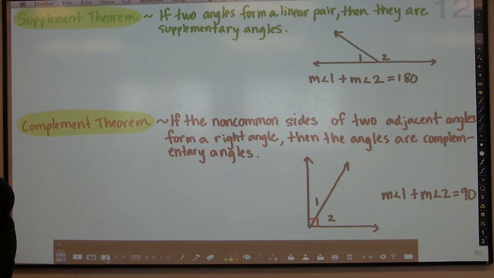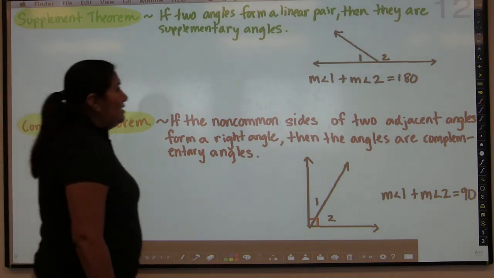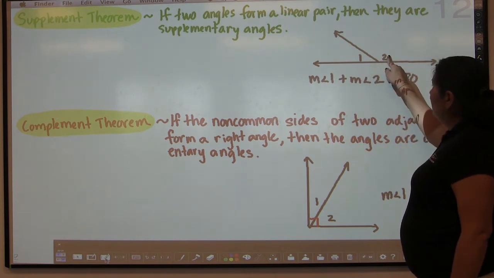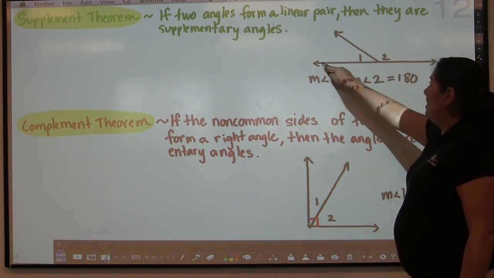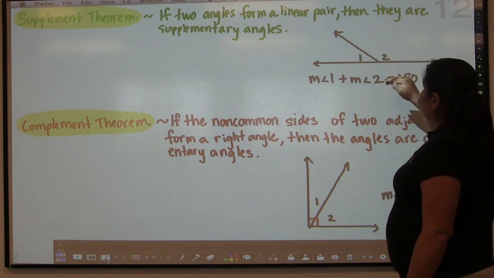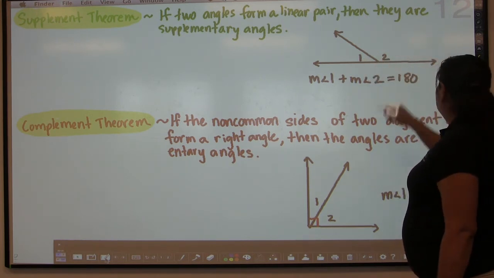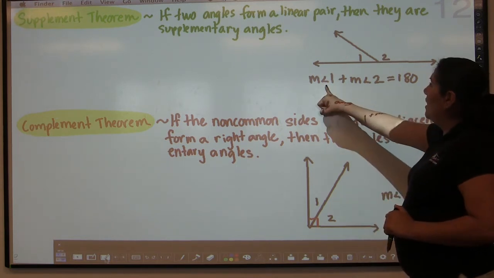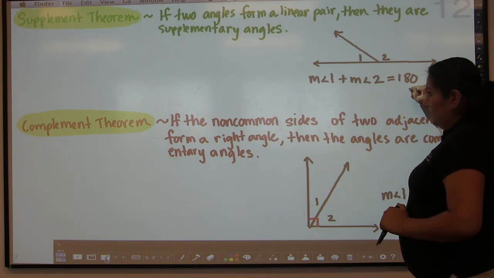Okay, and the supplement theorem states that if two angles form a linear pair, then they are supplementary angles. So we have a diagram that represents what's going on here. You have two angles, angle 1 and angle 2, and they form a linear pair. In other words, the two angles together make up a line, linear, and they're a pair too. If that happens, then angle 1 and angle 2 are supplementary, and that means angle 1 plus angle 2 equals 180.